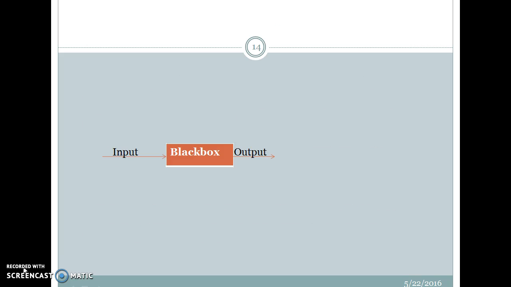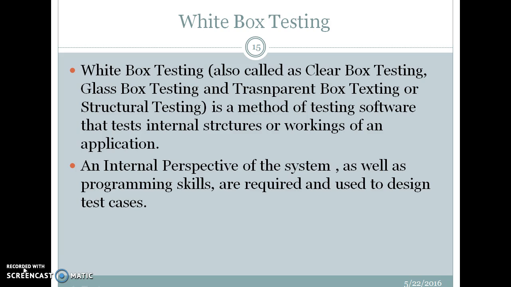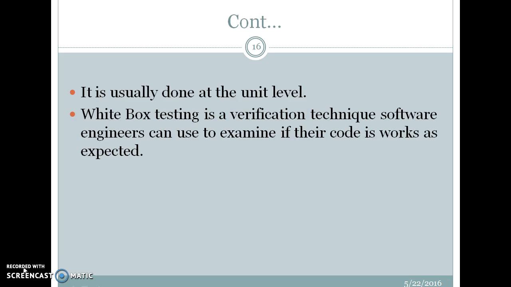Here it explains that only the input and the output are needed. The internal structure is not at all a concern for the software tester. Next is white box testing, which is the opposite of black box testing, and is also called clear box testing, glass box testing, or structural testing. In white box testing, as the name suggests, we need to know the internal code and the design requirements of the program. In this case, it is done at the unit level and by the software developers.